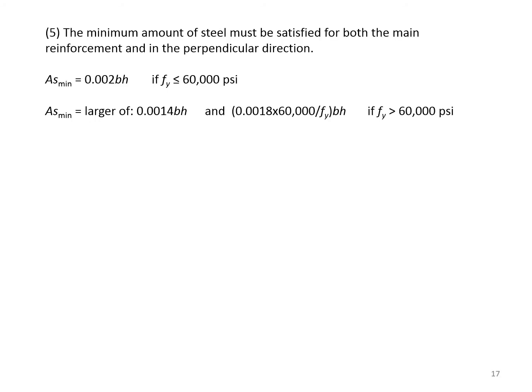Number 5. The minimum amount of steel must be satisfied for both the main reinforcement and in the perpendicular direction. The equation for minimum amount of steel is 0.002 bh if fy is less than or equal to 60,000 psi. However, if fy is larger than 60,000 psi, As minimum is the larger of 0.0014 bh and 0.0018 times 60,000 divided by fy times bh. Notice that for the minimum amount of steel we use bh and not bd.